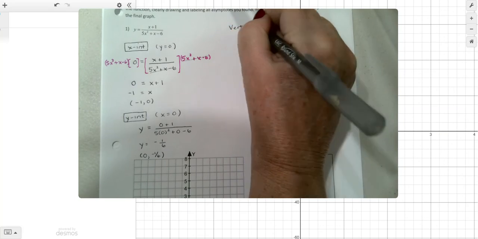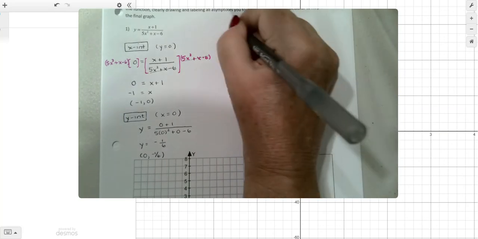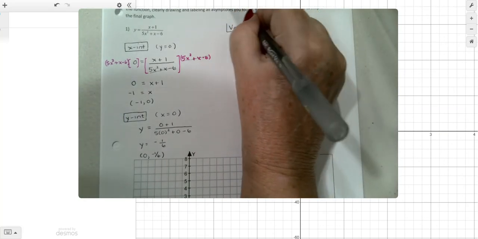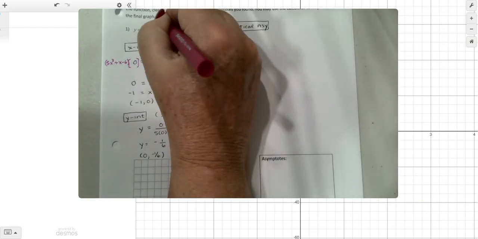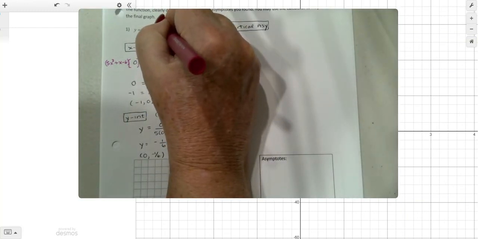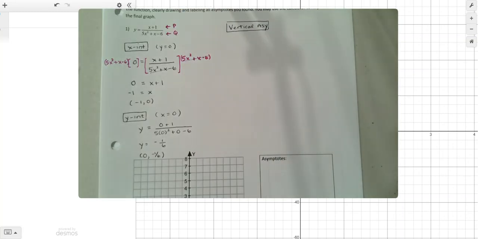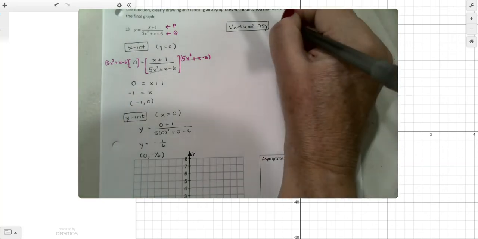Vertical asymptote first, or asymptotes. Those occur any place that the function is undefined, or in other words, any place where the denominator is equal to 0. Typically here, we're just going to talk about p being the numerator and q being the denominator. So the vertical asymptote will always be where the denominator, where q of x equals 0.